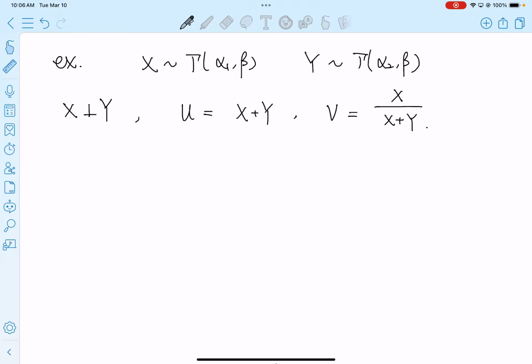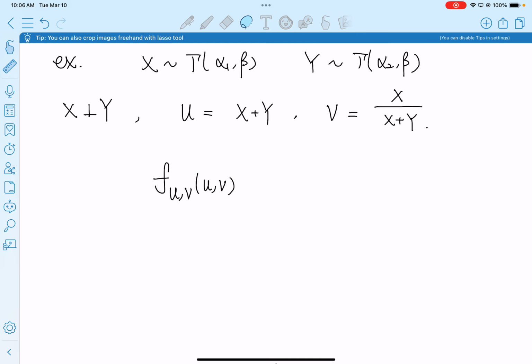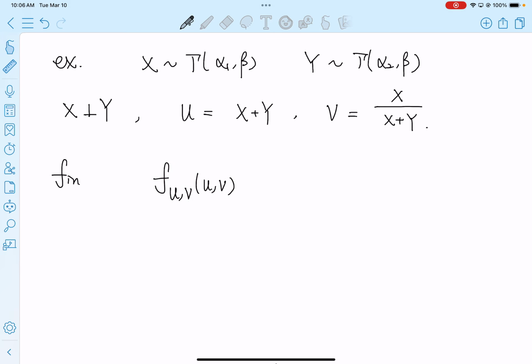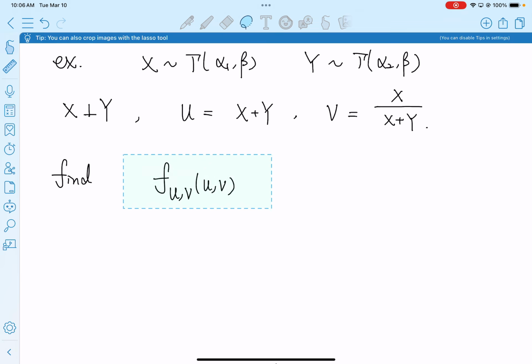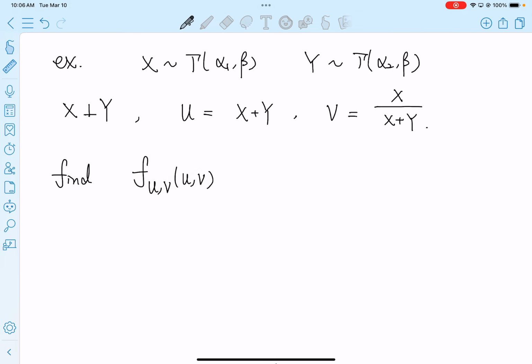Okay, so the density of interest is the new density function with respect to the new random variables. So we want to find the joint density function for the new random variables. So find the joint density function of u and v. Now let's apply the formula that we just saw to this problem.